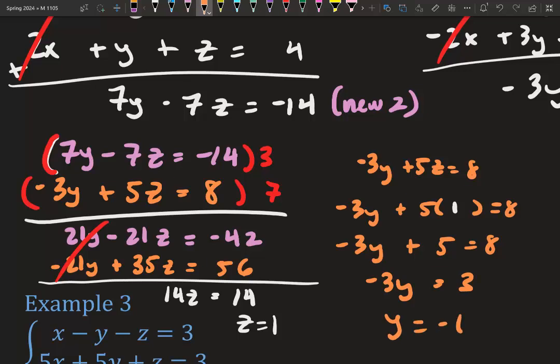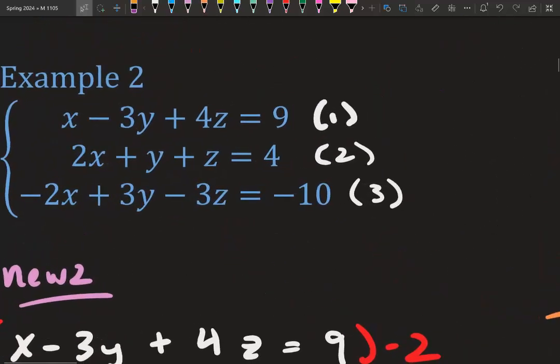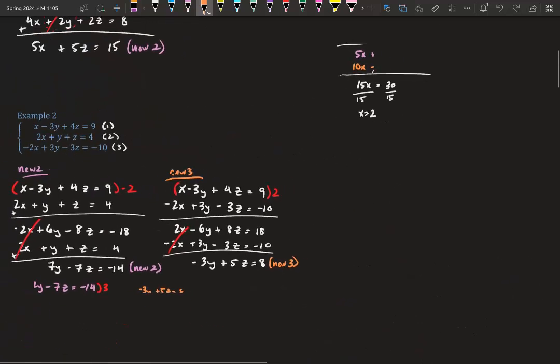So we have z, we have y, all we're missing is x. And that's the first variable we got rid of. So whatever variable you get rid of for new 2 and new 3, that's the last variable you're going to find. So it does not matter. We can plug it into 1, 2, or 3. I plugged it into 1 because we need to find x and there's nothing in front of x.